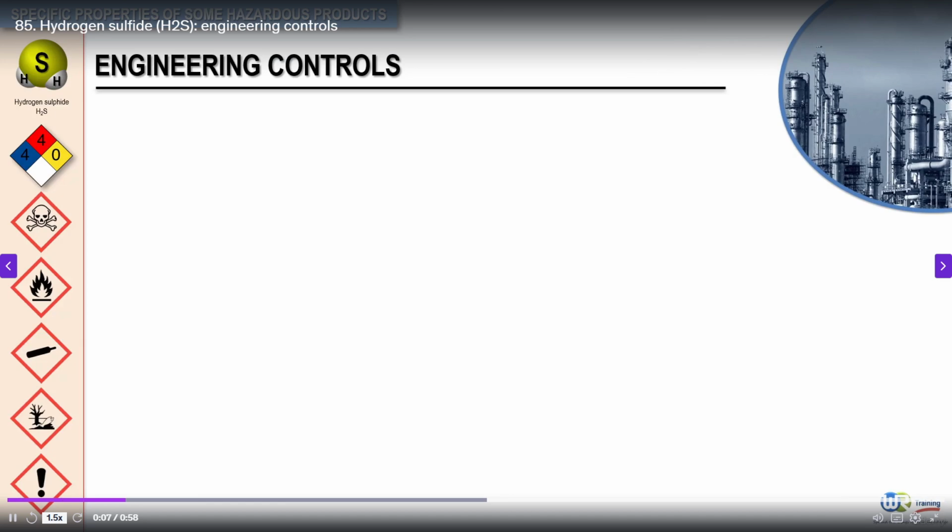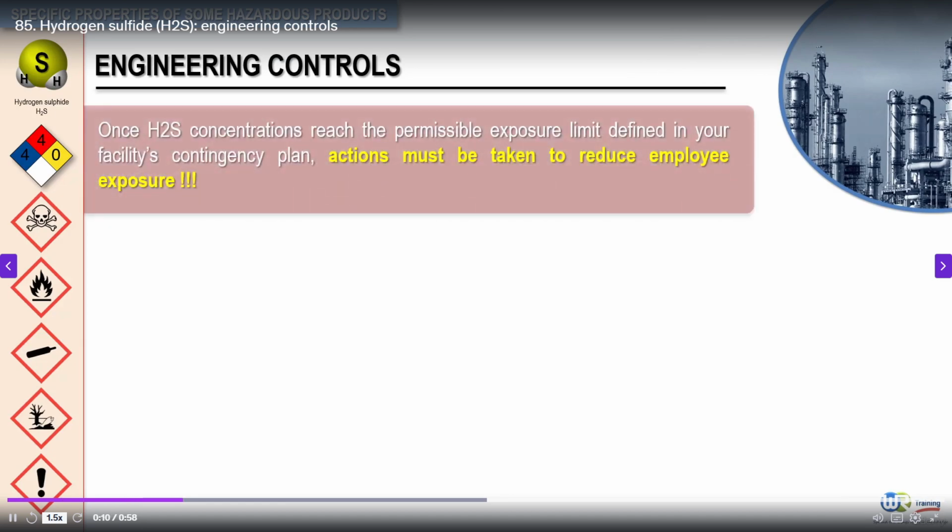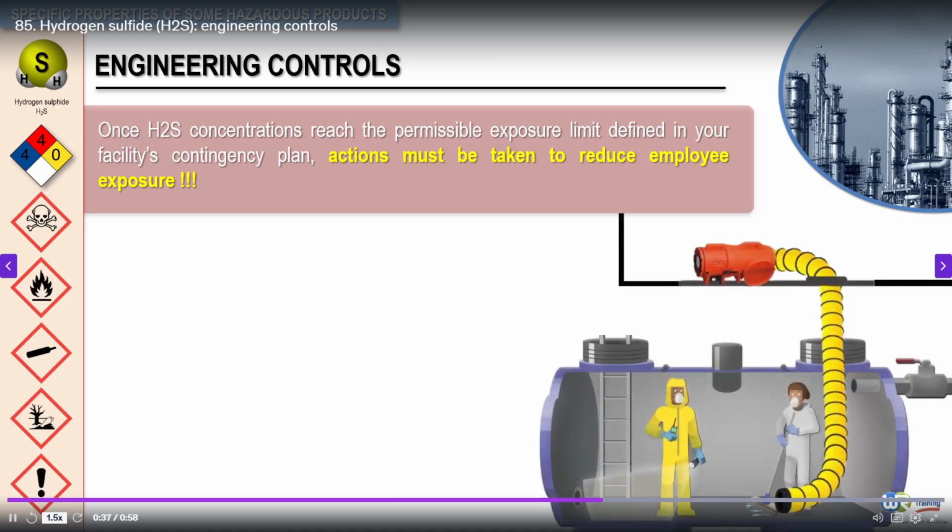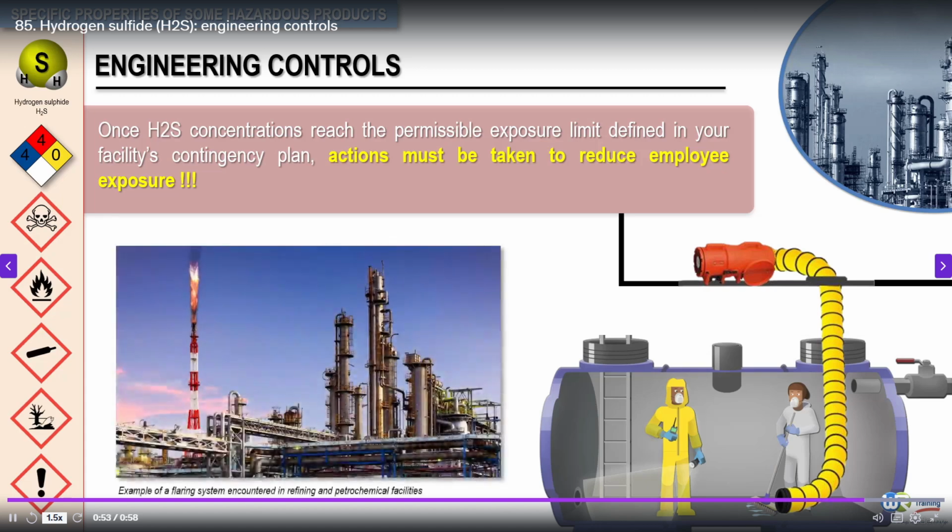Once hydrogen sulfide concentrations reach the permissible exposure limit defined in your facility's contingency plan, action must be taken to reduce employees' exposure. When possible, implementing engineering controls is always the first choice to reduce employee exposure to hydrogen sulfide. For example, a work area may be enclosed to maintain a safe atmosphere. Or ventilation systems may be installed to maintain hydrogen sulfide concentrations at safe levels. Hydrogen sulfide gas may also be collected and burned or flared, as depicted in this example.